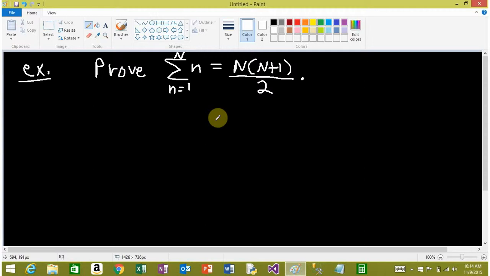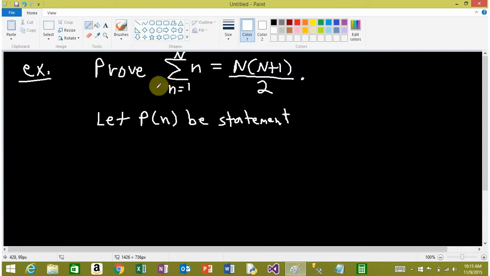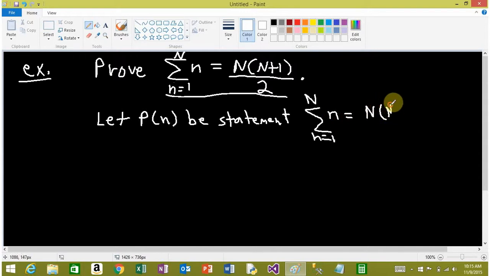So the way we're going to prove this is we'll say, let P of n be the statement. Basically this is going to be our statement P of n: the sum from n equals 1 to big N of n is equal to big N times big N plus 1 over 2. So there's P of n.